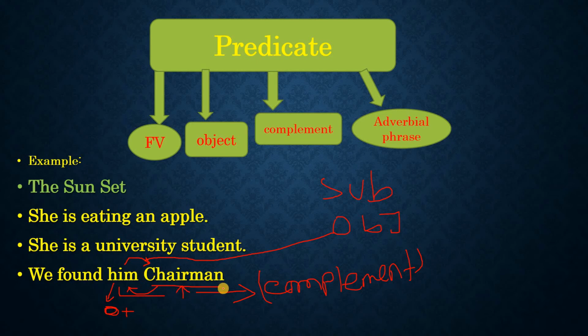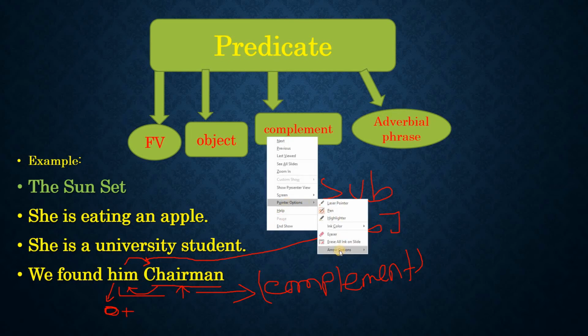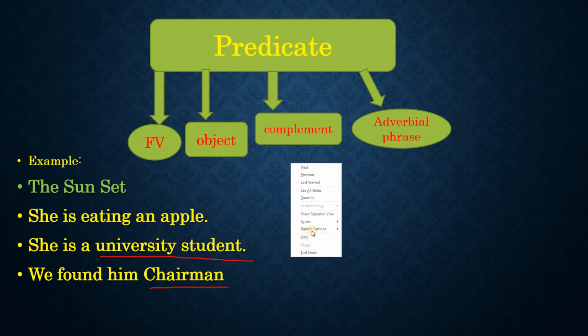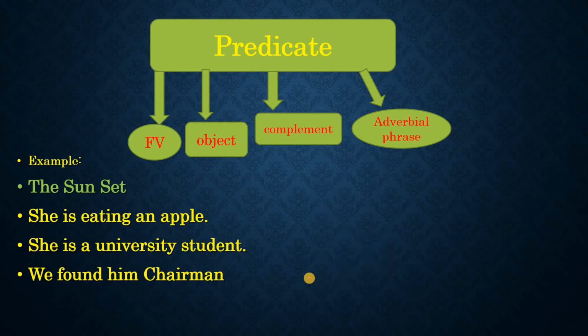Now dear students, it is clear to you about complement. There are two types of complement: subject complement and object complement. This is subject complement and this is object complement. So dear students, in the predicate part there are some elements that may be included. Number one, object. Sometimes you can find a complement, or sometimes you can find an adverbial phrase.